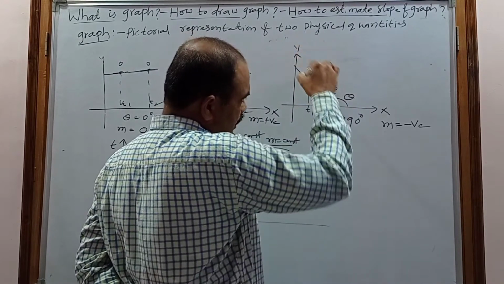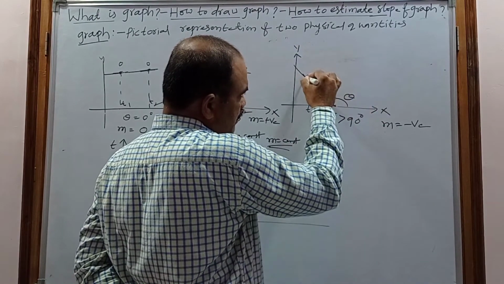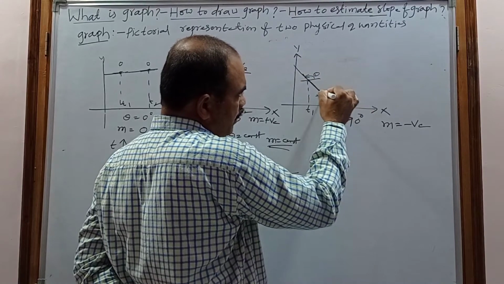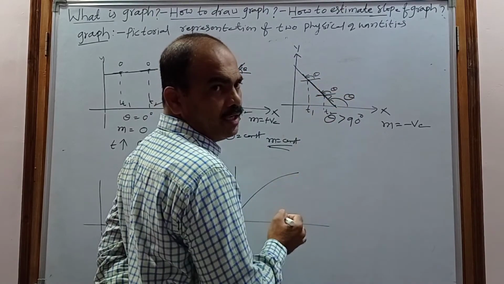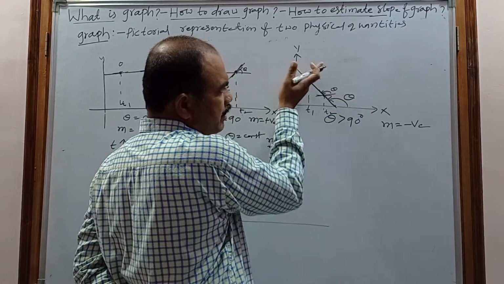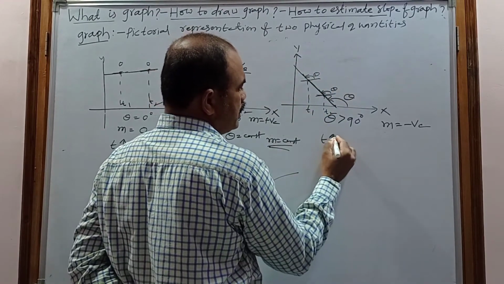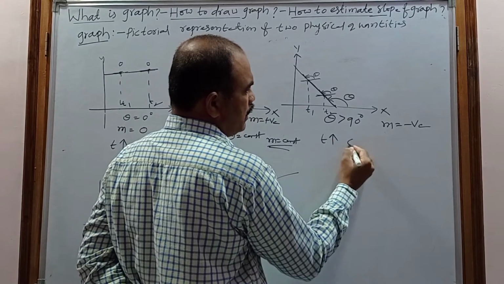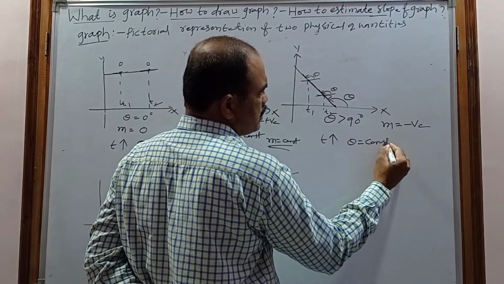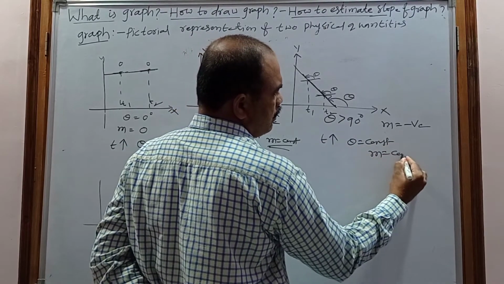So again, when they are extended back, they will intersect on the x-axis. Now the angle made by this tangent is also how much? Theta. But with respect to time, the angle made by this tangent and line cannot be changing. So when the time is increasing, theta is not changing, theta is constant. So that's why the slope is also constant here.